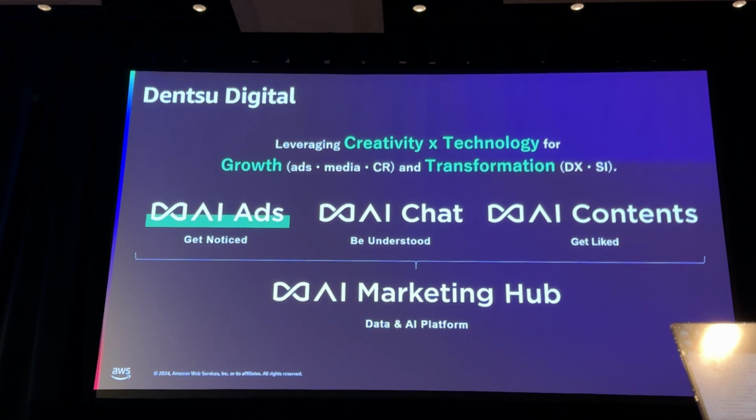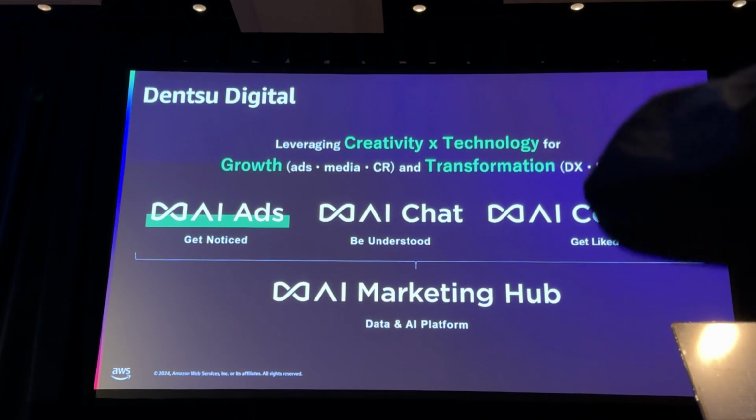Then, let's go to the detailed explanation of Dentsu Digital. We are trying to combine creativity and technology together in order to realize growth and transformation of the brand business. And we have the AI solution brand named Mugen AI. Mugen means infinity in Japanese, and it includes 4 applications: Mugen AI Ads for advertising, Chat and Content for CX, and also Marketing Hub for the data analysis and the AI module.